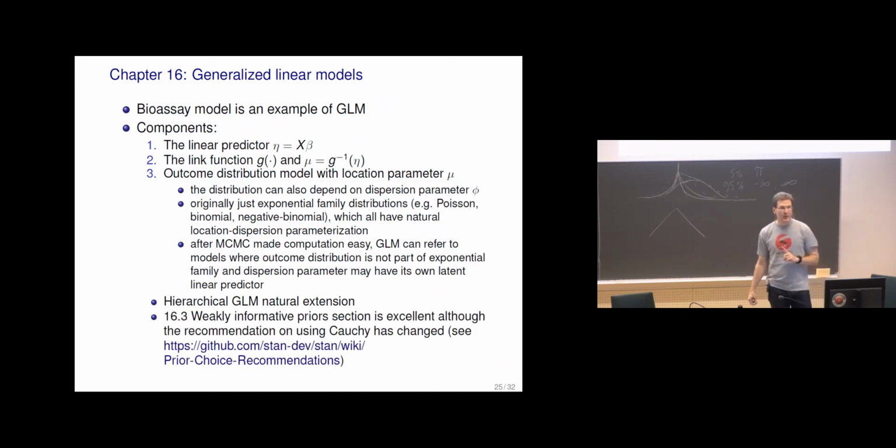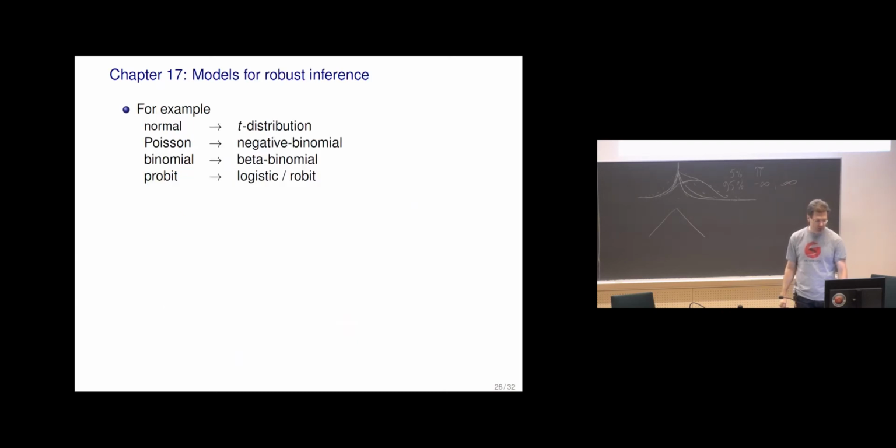Section 16.3 is an excellent discussion of weakly informative priors. It's good to check, after reading that section, our prior choice recommendations wiki, because we've changed our opinion on Cauchy since the book was published. But otherwise, it's overall a good discussion and good examples on how to think of these.